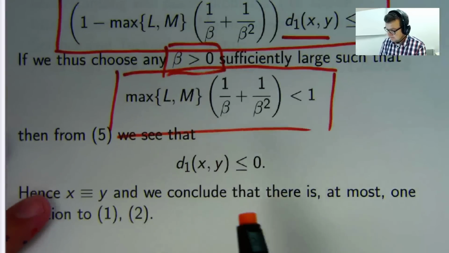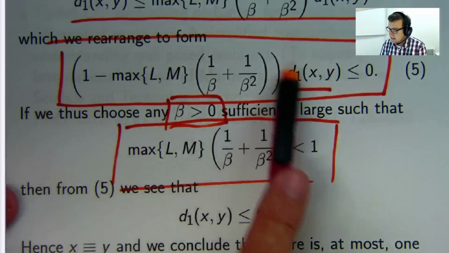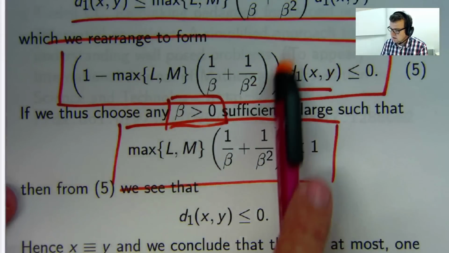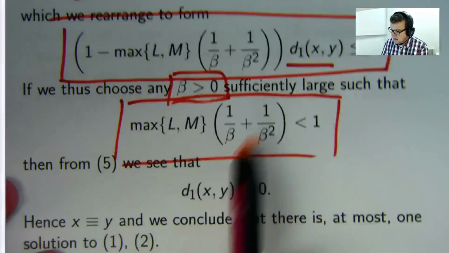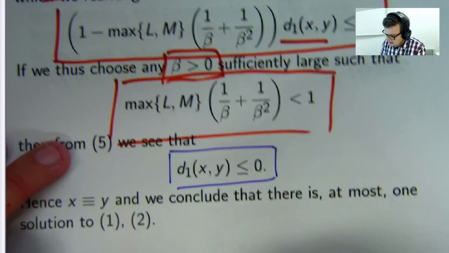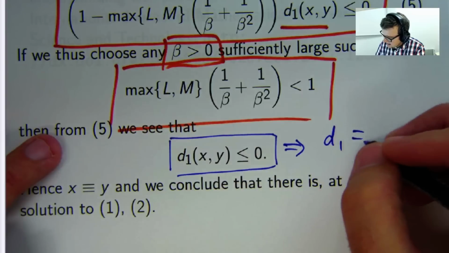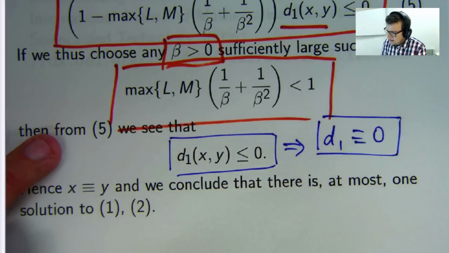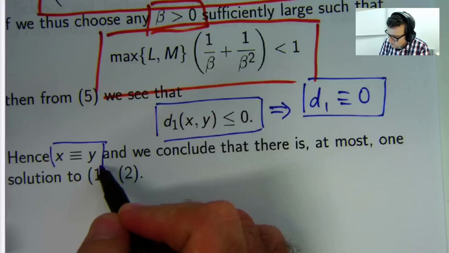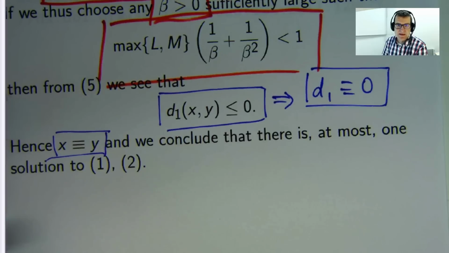So what does that mean? Well, this big bracket here is positive. Okay, so that's positive. That's greater than or equal to 0. But from 5, we see the metric is less than or equal to 0. So what that means is that D1 equals 0. So X and Y are the same. Okay.